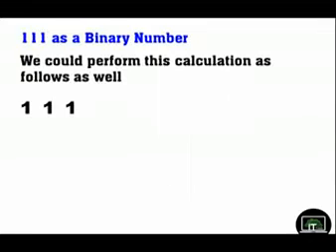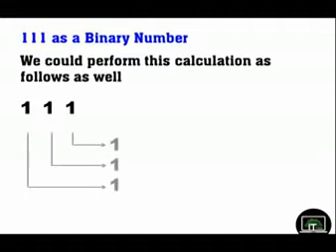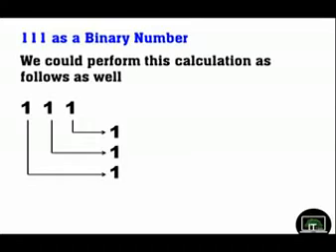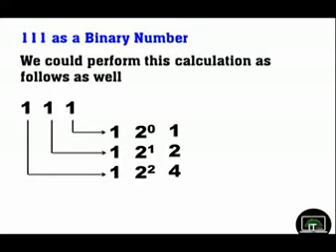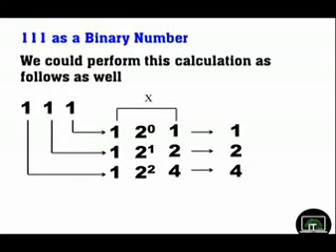We can do this calculation in the following manner as well. Write the value down, then write the positional values, 2 to the power 0, 2 to the power 1, 2 to the power 2. Then we get the real positional values: 1, 2, 4. Then multiply these together: 1 into 1 is 1, 2 into 1 is 2, 4 into 1 is 4. Then add these together. You get the final value 7.